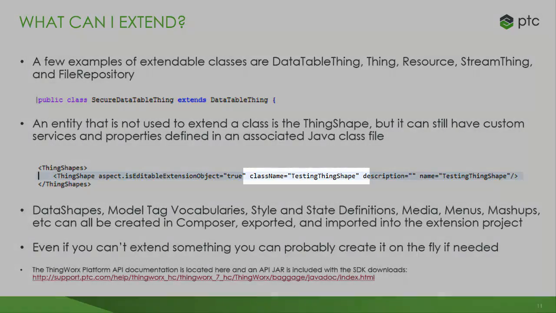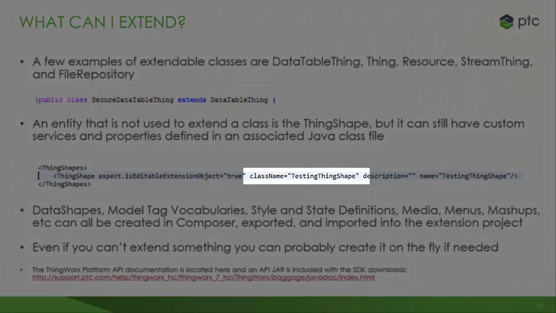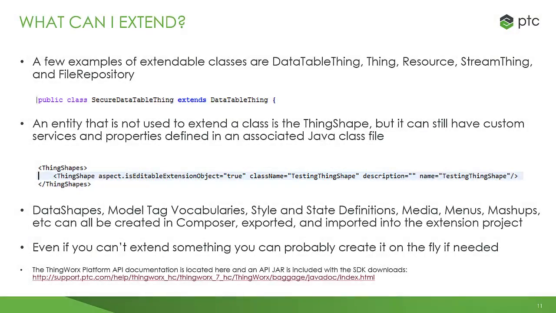The class name aspect, in the second image on this slide, will tell the ThingWorx extension you are building this thing shape off of this class file. We are using this class file to define the services, properties, events, and subscriptions that we want to include in the thing shape we are creating. Data shapes, model tag vocabularies, style and state definitions, media, menus, mashups, etc. can all be created in Composer, exported, and imported into the extension project.